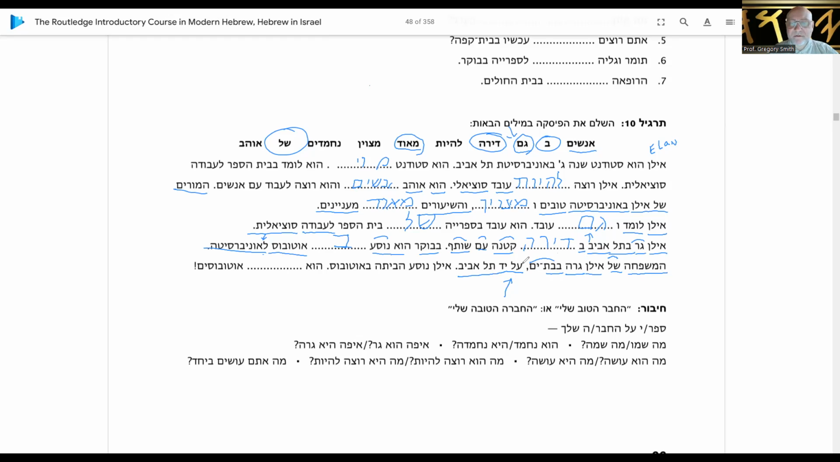Aliyad Tel Aviv. Okay, so Elon nosea, so Elon now is traveling. He's in a conveyance, nosea. Let's see. Habita be'utubus. Toward the house on the autobus. I bet you that's what that is. Nosea habita be'utubus. Yeah, he's heading home.